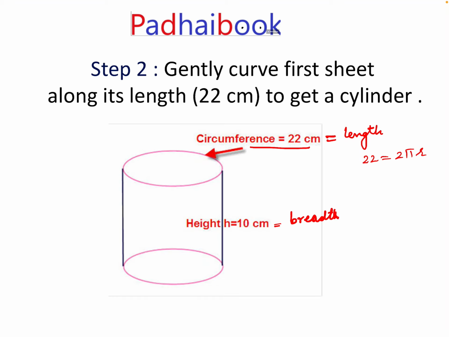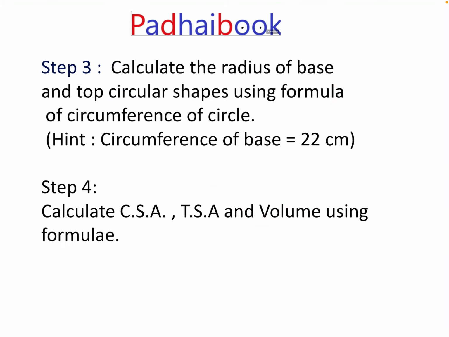So we'll put the value of pi. You get 22 is equal to 2 into 22 by 7. 22 cancels, so what we get that the radius is 7 by 2 and the height is 10 centimeter. So we have the radius and the height of the first cylinder formed by gently folding it along its length. Now, since we have the radius as well as the height, we will find the CSA, TSA and volume using the formulas.